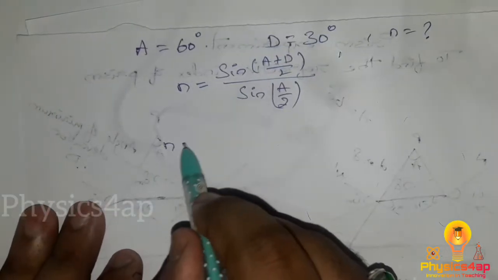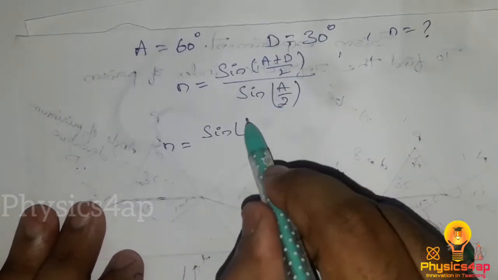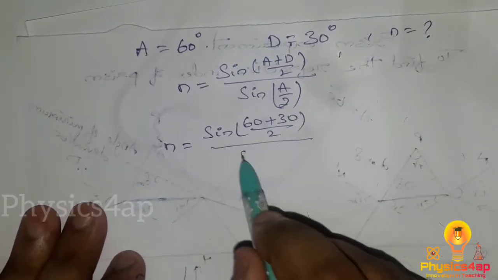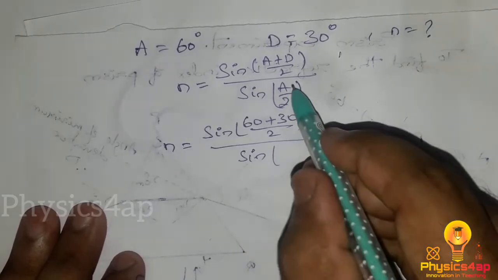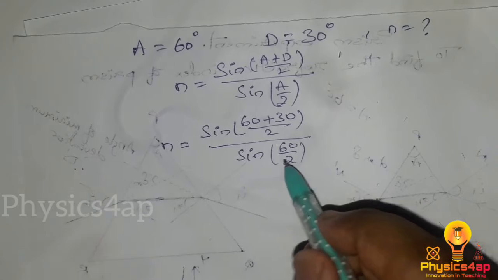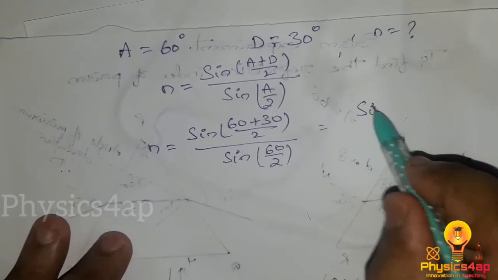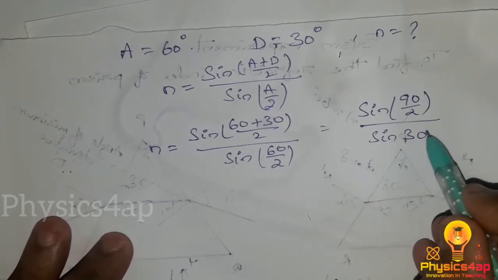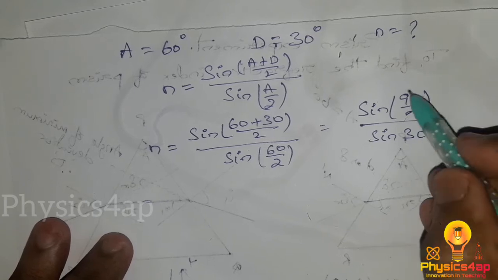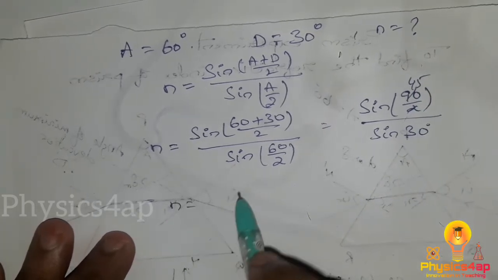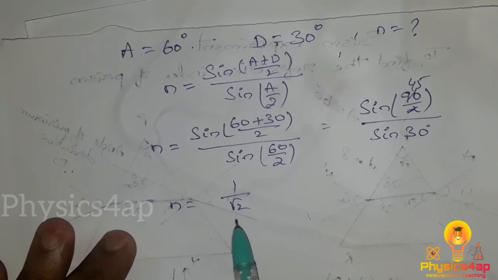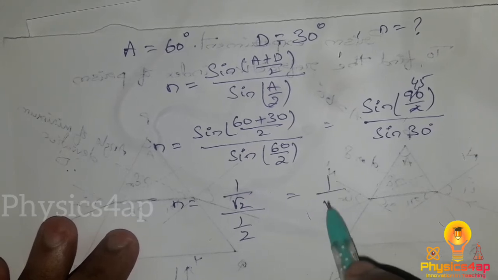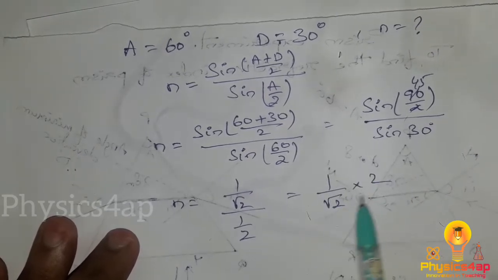So if you substitute those values, sine of (A 60 plus D 30) by 2 whole divided by sine of A, that is 60 by 2. So that is sine 90 by 2 over sine 30. Sine 90 by 2 is nothing but sine 45. So sine 45 value is 1 by root 2, 1 by square root of 2, divided by sine 30 value, which is 1 by 2. As it gets reciprocal, it becomes 1 by root 2 into 2.